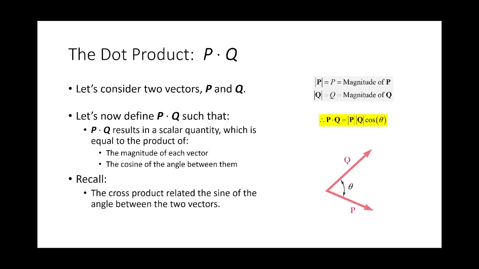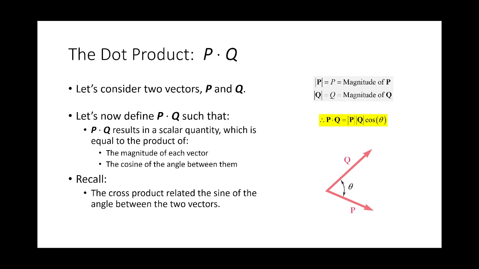So let's consider two vectors, P and Q, with magnitudes of P and magnitude of Q. Now let's define a dot product. The easiest way to define the dot product is to define what our goals are.